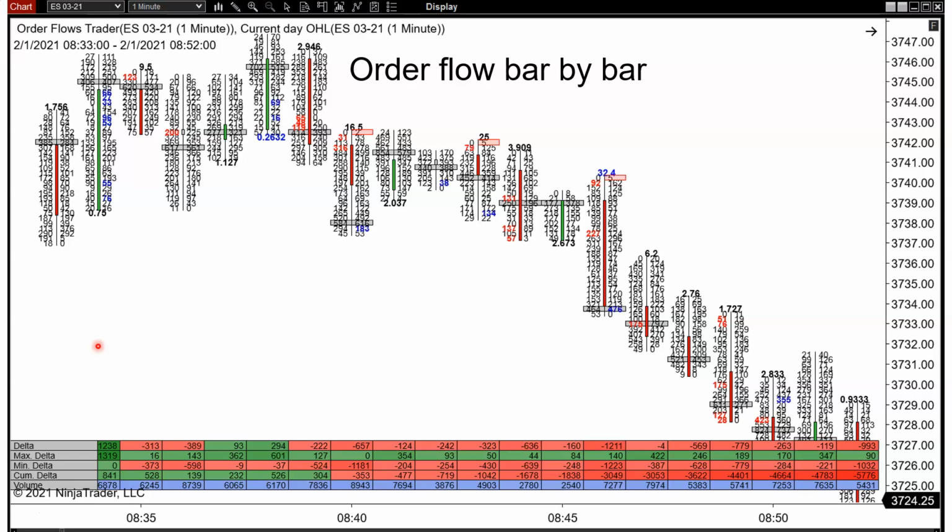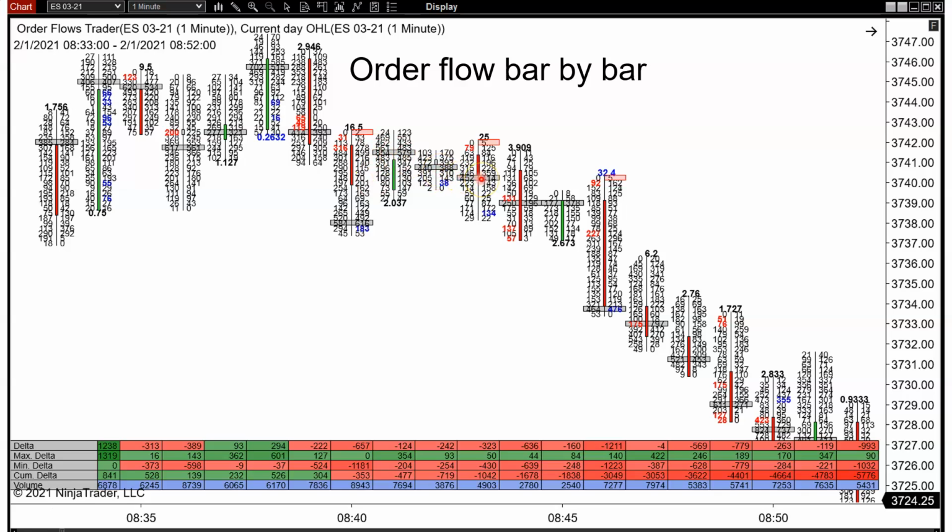Is point of control going higher or going lower? Are there imbalances, etc.? The best way to do it is, as each bar is forming, just keep your eye on the delta and what point of control is doing. Okay, I see point of control is lower. I see point of control is higher. Now it's starting to come in lower, right? So as this bar is forming, you can see, okay, point of control is lower.